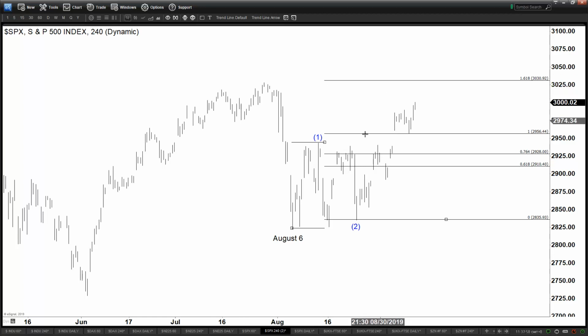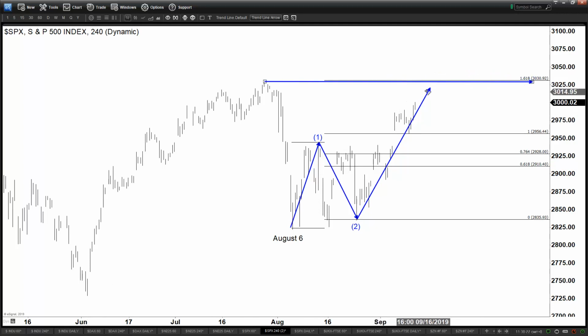Now for this view to truly get validation, then of course you need to actually break above this, right? Physically it needs to break above this. Otherwise you still cannot rule out, for example, another possibility that this is an ABC, right? It could be an ABC and then fail below this peak and then start to turn lower, right? That's still a possibility. So the only confirmation that we are really going to extend higher in 5 waves is if we do get a break above this previous peak. That will validate the view.